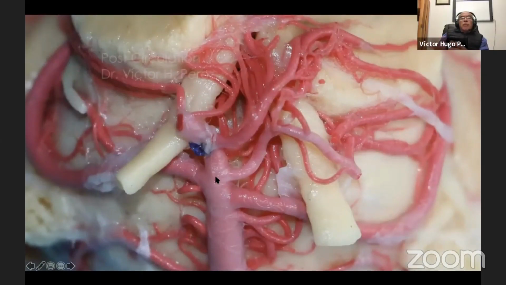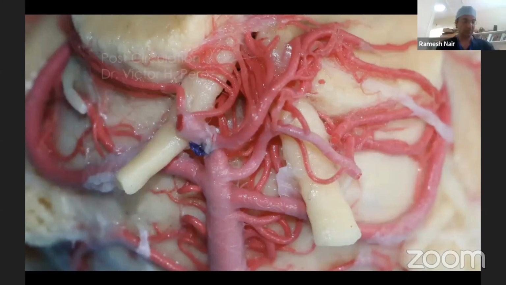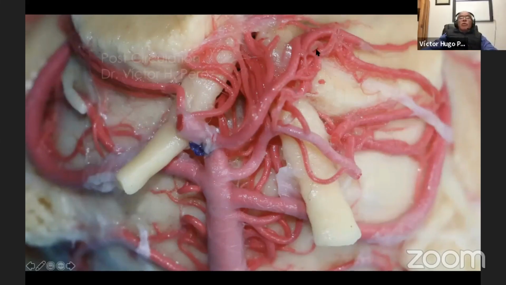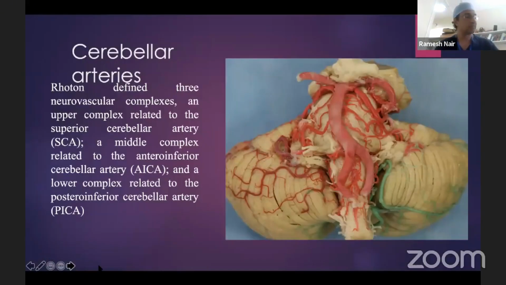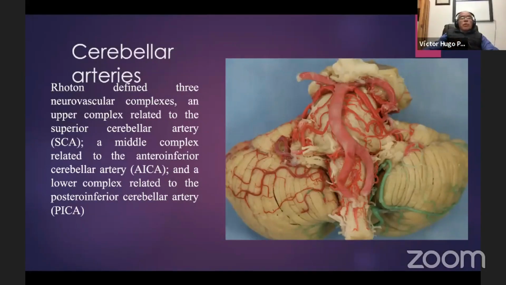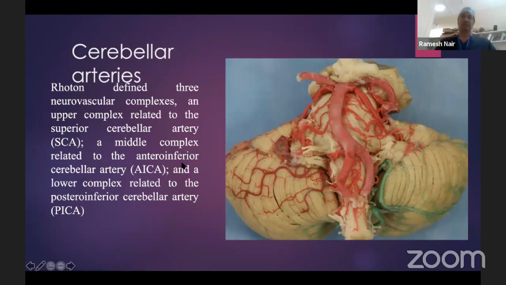This is a very interesting variation of this basilar artery, tip of basilar artery. This is superior cerebellar artery, P1, and P1 in the other side, but we don't have communication here with posterior communicating artery. Cerebellar arteries are defined in three neurovascular complexes: an upper complex related to the superior cerebellar artery, a middle complex related to the anterior-inferior cerebellar artery, and a lower complex related to a posterior-inferior cerebellar artery.